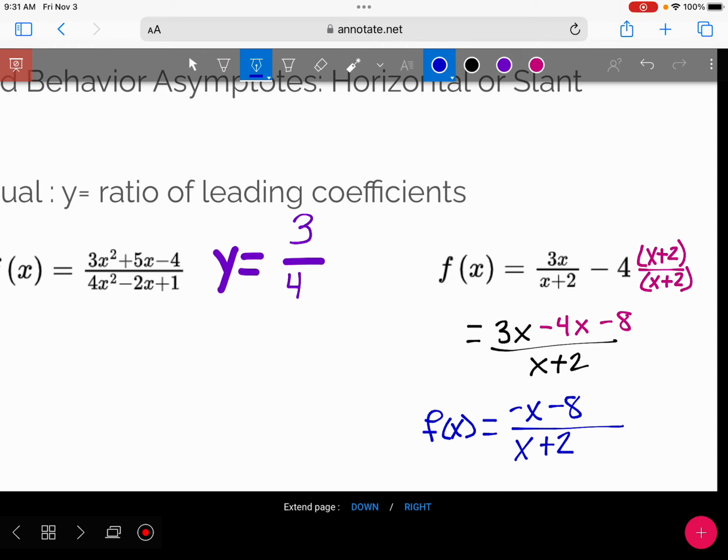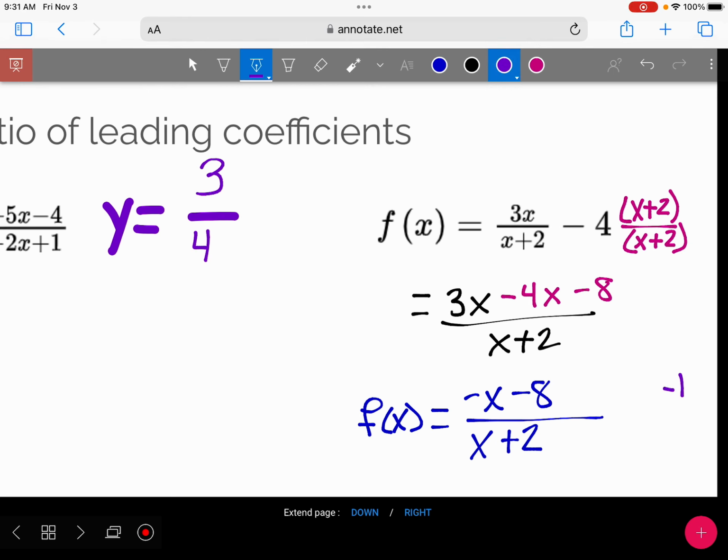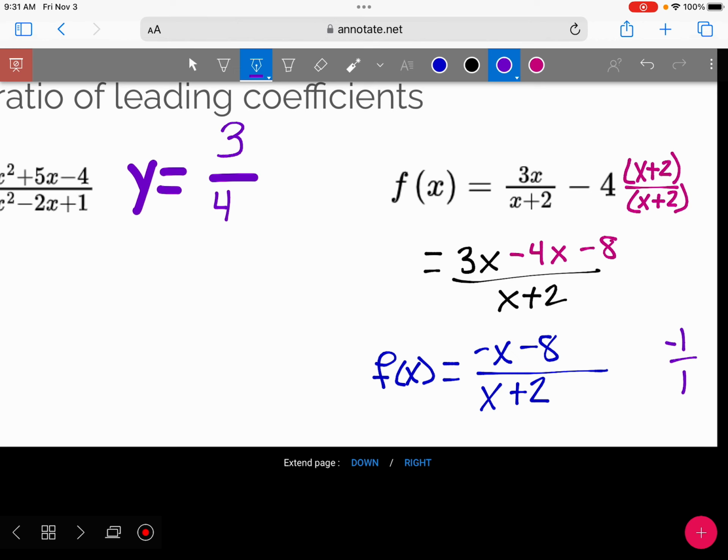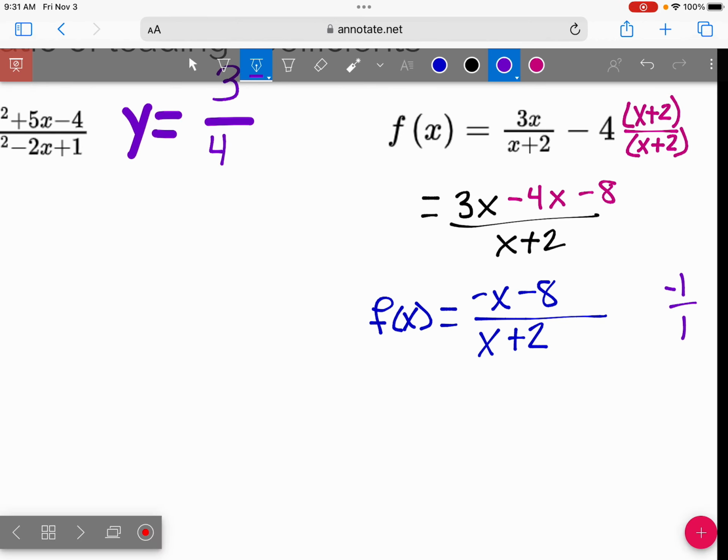So what is the degree of our numerator? 1. What's the degree of our denominator? 1. So we're going to go for our ratio of the leading coefficients. What is the leading coefficient of the numerator? Negative 1. What is the leading coefficient of the denominator? 1. So I'm going to give us some space at the bottom. Our horizontal asymptote, or our end behavior asymptote, is going to be at y equals negative 1. So it's a horizontal line at y equals negative 1.